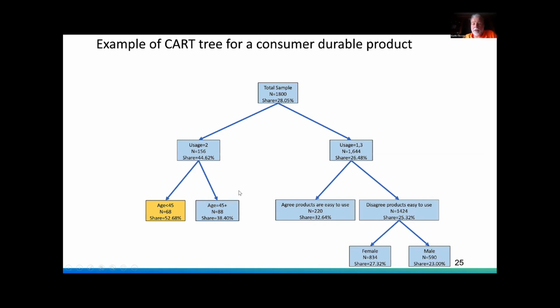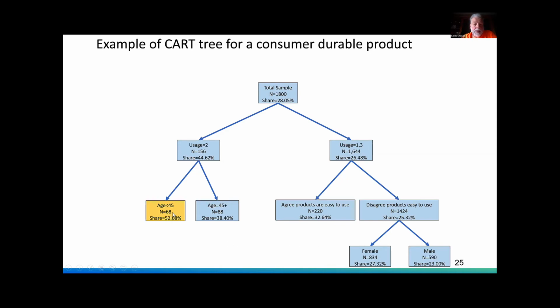And then on the other side of the tree, after usage, it's split on whether the products are perceived as being easy to use or not, an attitudinal variable, and then another demographic variable further down, whether the respondent was male or female. What you can see here is the differences aren't quite as stark as on the previous tree. On the previous tree, we had almost a 7x factor between the most likely group and the least likely group. Here, we've got something of a niche product.